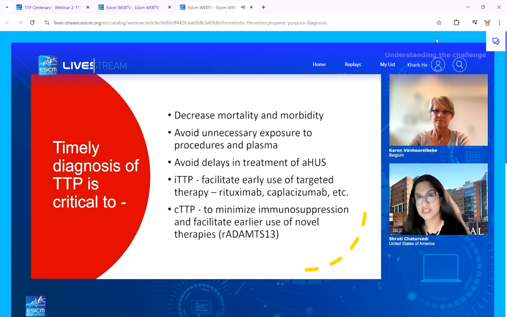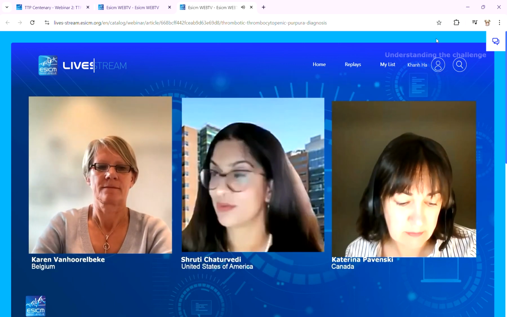And then for immune TTP in particular, to facilitate the early use of treatments such as rituximab and caplacizumab, etc. And in congenital TTP, ideally to minimize immunosuppression and to facilitate earlier use of novel therapies such as recombinant ADAMTS13. And with that, I will hand over to my colleagues to help us understand this.